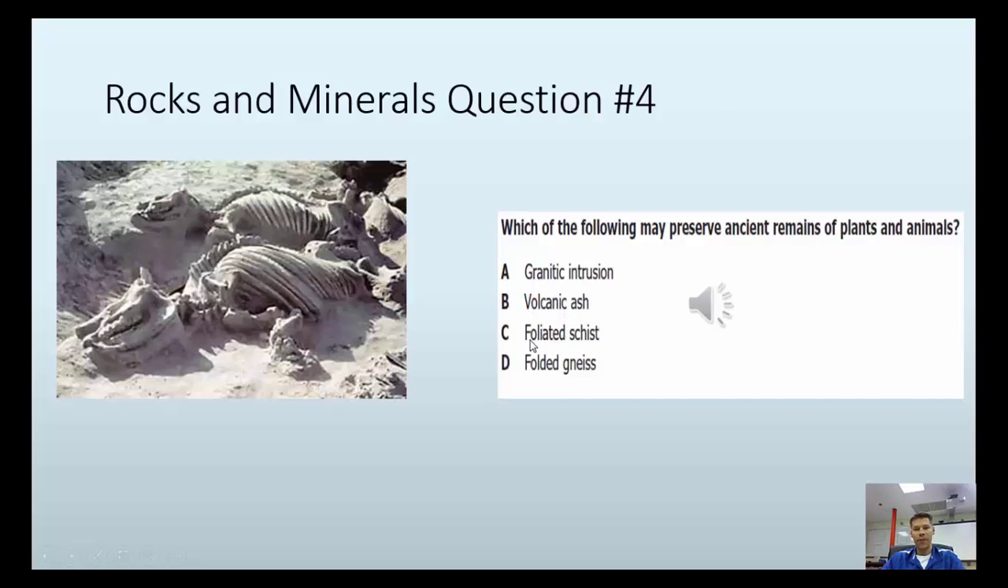And let's go to C, foliated schist. Remember, that's a metamorphic rock that has been bent and warped and changed by heat and pressure. Not going to find any fossil remains in that. Folded gneiss. That's also a very high-grade metamorphic rock, often found where mountains are colliding. So, if volcanic ash falls over the animals and buries the animals in it, you're going to find a fossil there. So, the answer is B, volcanic ash.